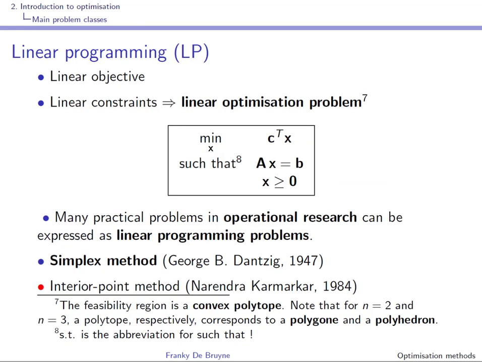The first class of optimization problems that we'll consider, and we'll consider them in the next section, section 3, is the linear program. The objective function is linear and the constraints are linear as well. So we have a linear optimization problem. Note that it does not make sense to consider a minimization or maximization problem with a linear objective without constraints.